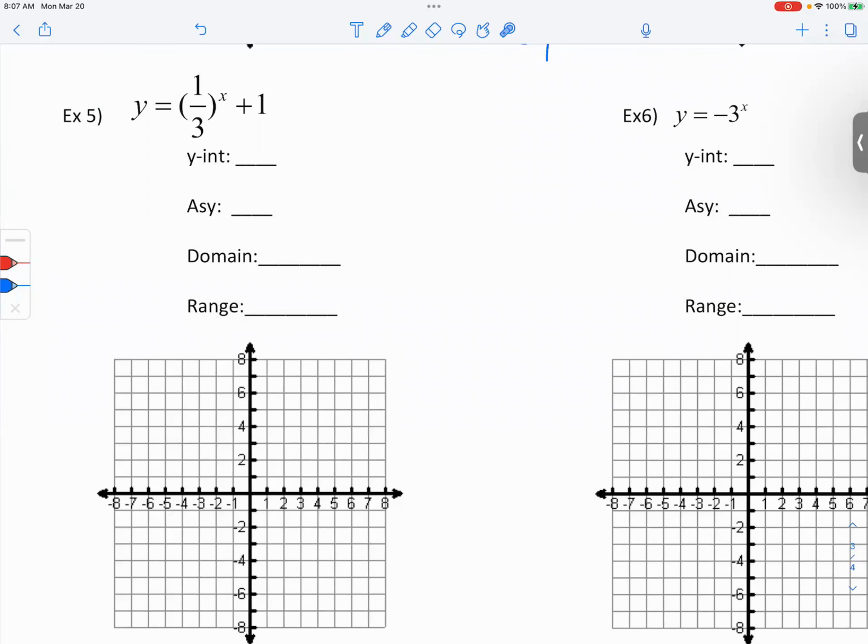All right, now we have a 1/3, a fraction, raised to the x power plus 1. Now, for this particular table, what kind of x values would you suggest? Ooh, why negative x values? Why negative values?